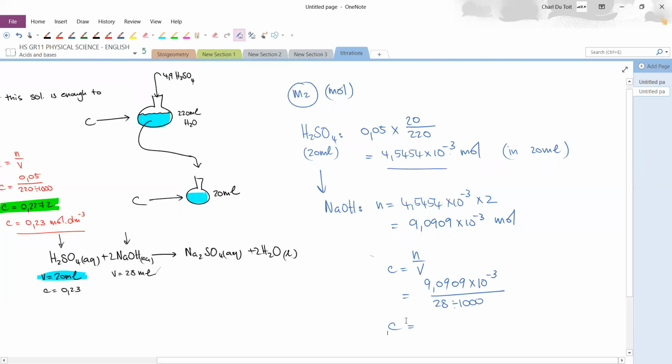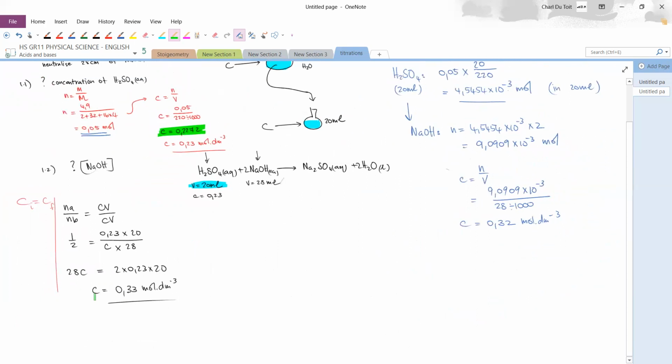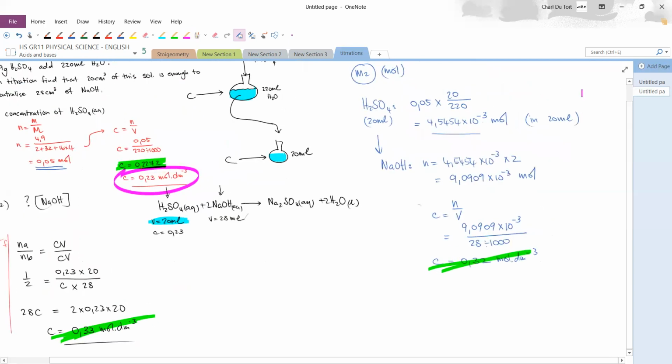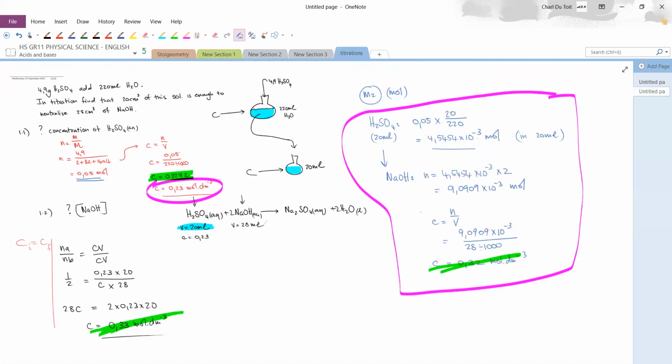And my answer is going to be slightly different. Why? Look at the difference between the answers, and I'll explain to you why. This one is 0,33, and this one is 0,32. Because we used this rounded off 0,23 value instead of the 0,2272. So this mole one is slightly more accurate, actually, because we didn't need to round off right till the end.